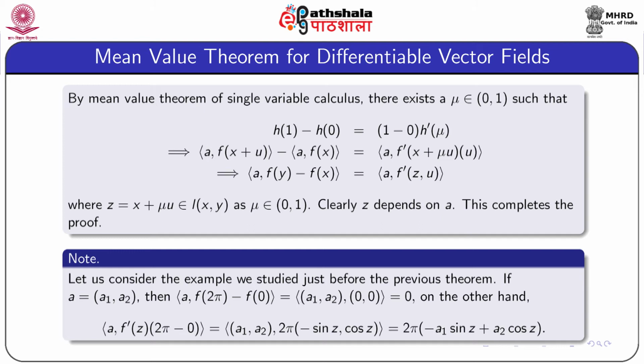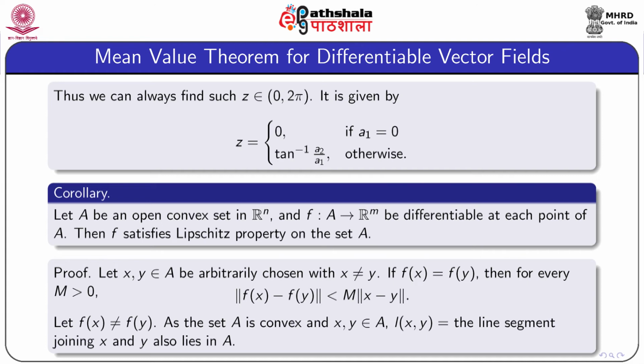Now, we shall show that the earlier example in which we failed to fit in our earlier version of mean value theorem fits here perfectly. Let a equal to the vector (a1, a2), then the inner product of a with F(2 pi) minus F(0) equals the inner product of (a1, a2) with the 0 vector, so it is 0. On the other hand, the inner product of a with F'(z)(2 pi minus 0) equals the inner product of (a1, a2) with 2 pi times (minus sin z, cos z), that equals 2 pi times (minus a1 sin z plus a2 cos z).